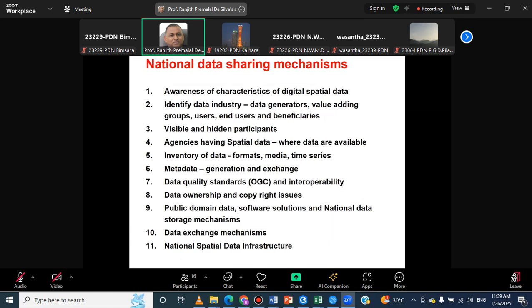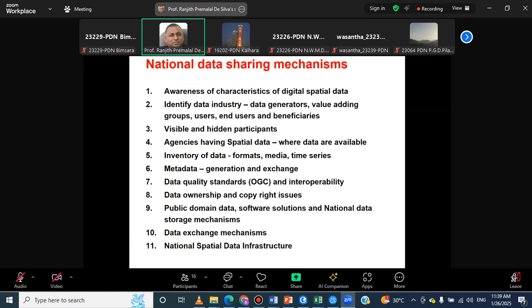Now, coming back to the topic of national data sharing mechanisms, which is a core of spatial data infrastructure, because it is the resource that you share, that is the resource that you use commonly, so that this initiative becomes successful. It is the data, the data products, and the information products that we are looking at. So these are some of the mechanisms.